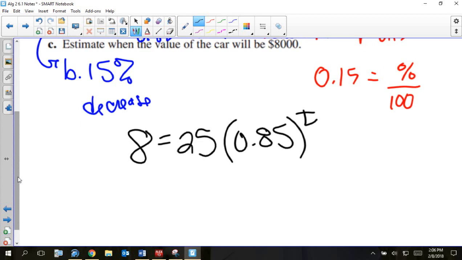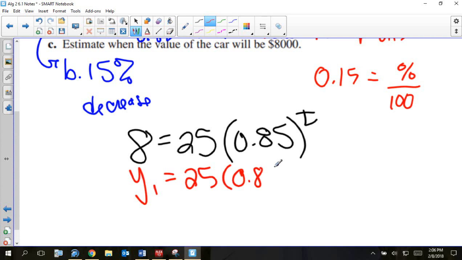But for now, what you're going to do is type into Y1 under your Y equals button, and you're going to have to put X in instead of T. So I'm not putting the 8 in, I'm just putting the equation in.